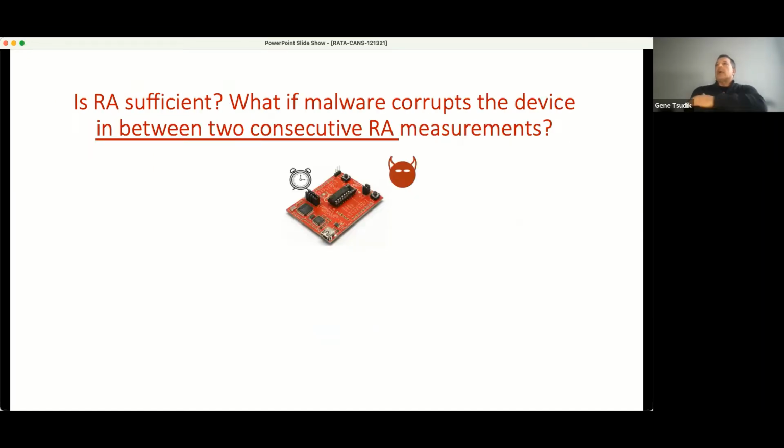But what if the malware is not on the device when remote attestation is performed? That is, if remote attestation is performed at time T1 and everything is okay, and then it is performed again at time T2 and everything is okay, but in between T1 and T2, there may be a considerable time, depending on the schedule or regime of attestation, when malware could have infected the device, done its nefarious work, and left.